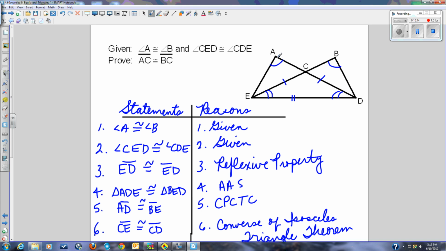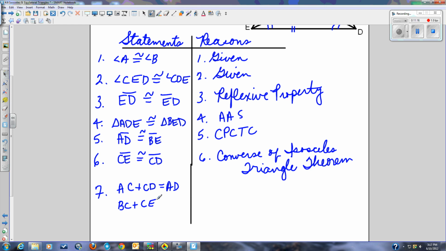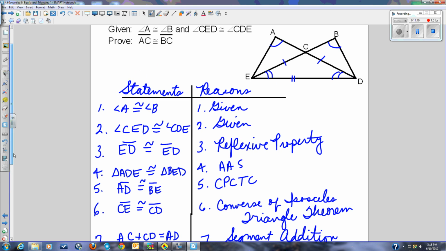We know that AC plus CD will give you your entire segment AD, I'm sorry. AC plus CD equals AD, and BC plus CE gives you that entire segment BE. So let's write that down, and that's by the segment addition postulate. So we know that AC plus CD equals AD, and we know that BC plus CE equals BE. And that goes right back to the very beginning of the year with the segment addition postulate. Right? And remember, what we're going for is that AC equals BC.